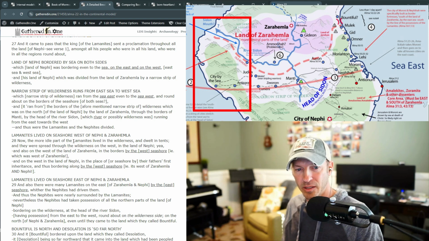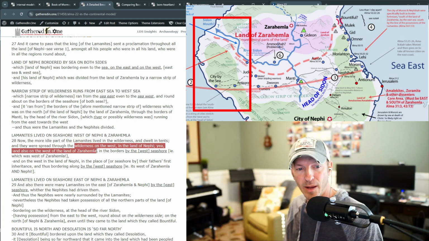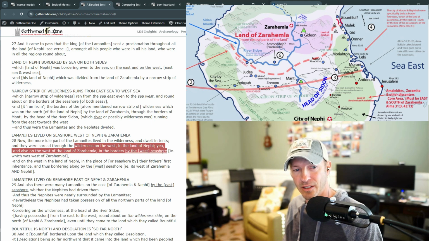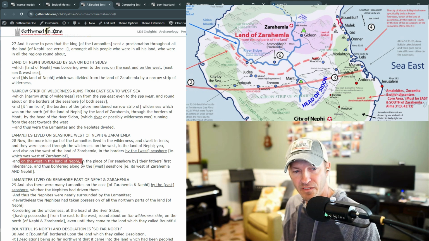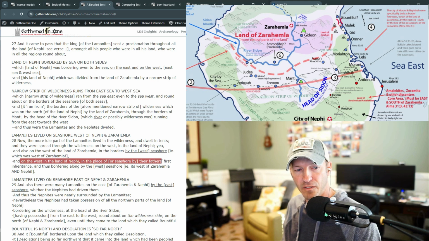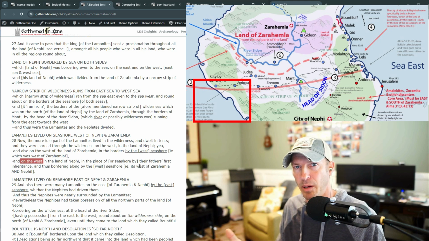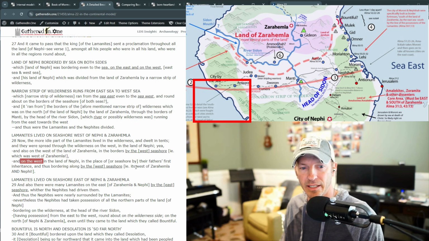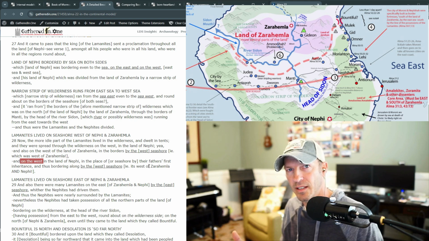Because he's saying right here that there were Lamanites living in the wilderness on the west in the land of Nephi, and also in the west in the land of Zarahemla, in the borders by the seashore. Obviously, the west seashore. Okay, and in the west in the land of Nephi, in the place, right, of their father's first inheritance, right? So obviously their father's first inheritance is where they first landed with a boat. So we're obviously talking about a seashore here, right? So in the west of the land of Nephi, in the place or in the seashore of their father's first inheritance, and thus bordering along by the west seashore, right? Can you think of that any other way?